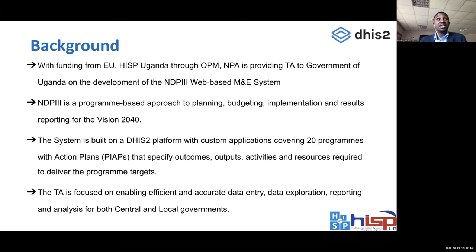So it's a really comprehensive M&E framework that addresses planning for the entire government. The technical assistance was focused on enabling efficient and accurate data entry, exploration, reporting, and analysis for two arms of government. We have the central and the local government. For now, what we've been focusing on has been mainly the central government.